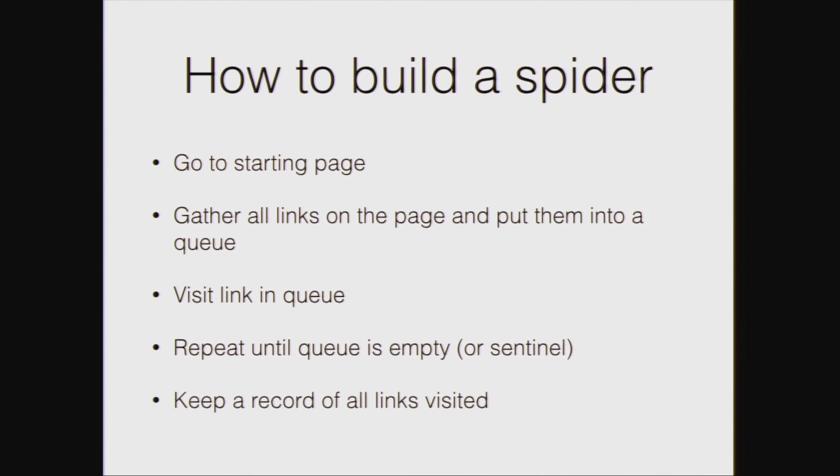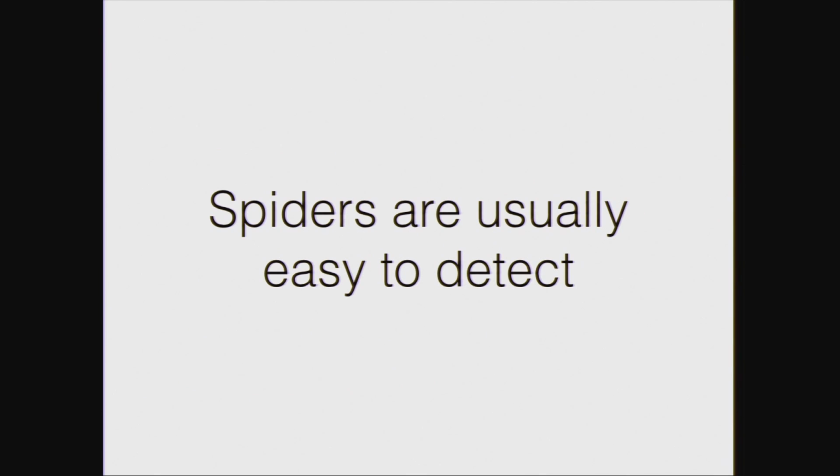It's a list. You go to a page, you gather the links, you add them to a list. You visit the list until the list is empty or until you've reached some sentinel value, and then you record what you visited. That's a spider. That's all it is. We can live code this right now if we wanted to. But because they're so simple and because they're so obvious, they're easy to detect, right? They're visiting every page. This is very, very not like everybody else you see.